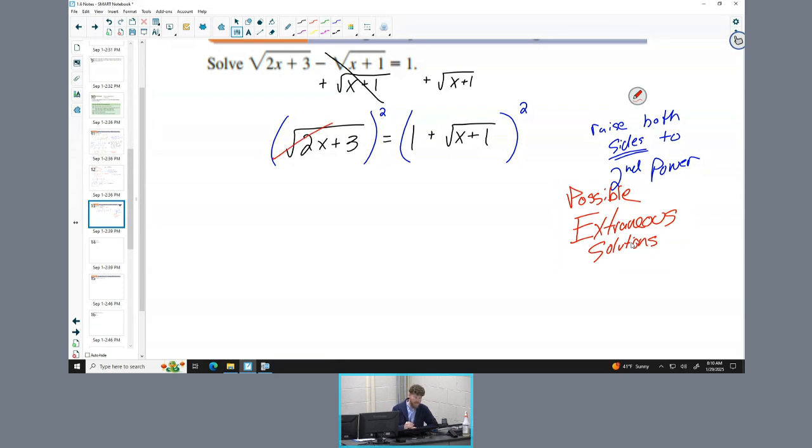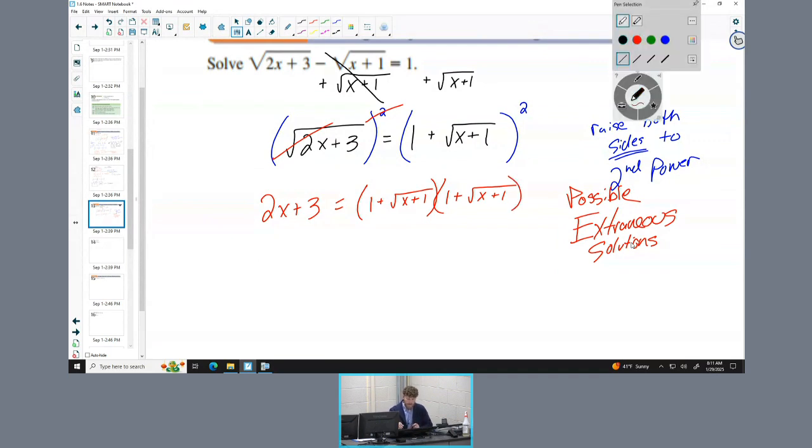So then, yes, the square root and the square cancels out on one side, and I got 2x plus 3. Now, this side over here, that's not how it works. A lot of people are going to be like, oh, that's just 1 squared plus x plus 1. But no, because when something is squared, it means you take it and multiply it by itself. That's the reason it cancels out over here, because the square root times the square root makes the square root go away. But over here, this means 1 plus the square root of x plus 1 times 1 plus the square root of x plus 1.